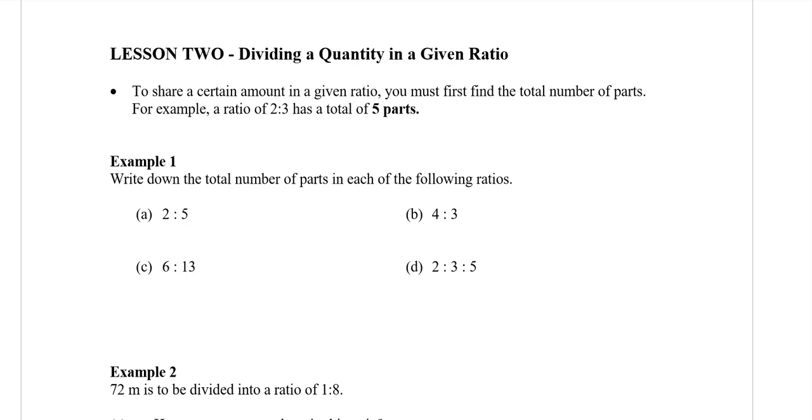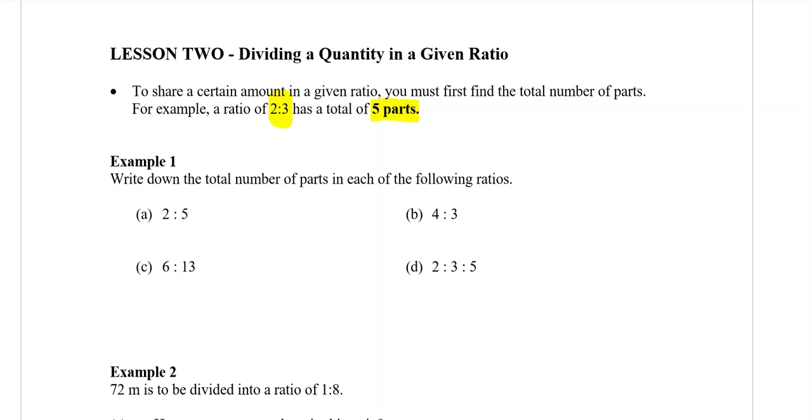To share a certain amount in a given ratio, you must first know the total number of parts in the ratio. For example, the ratio 2 to 3 has a total of 5 parts. The 5 parts comes from adding together the 2 and the 3 to make a total of 5 parts in the ratio.